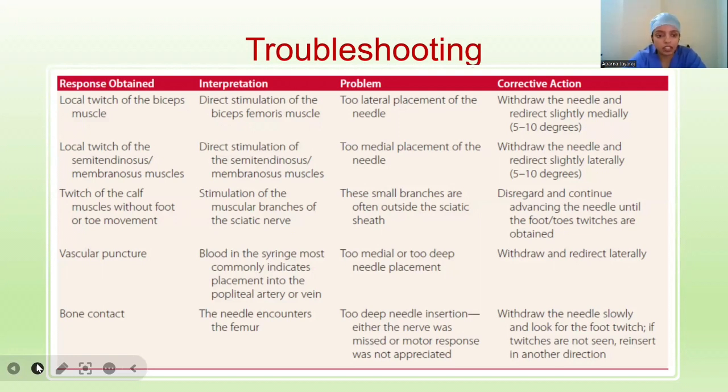If you see twitches of the calf muscles without foot movement, that means the smaller muscular branches of the sciatic nerve are stimulated, and you have to disregard this and continue advancing the needle till you see a foot or the toe movements. If you contact bone, that means your needle has gone too deep and hit the femur. So either you missed the nerve completely or the motor response was not appreciated. You withdraw slowly and look for the twitch.